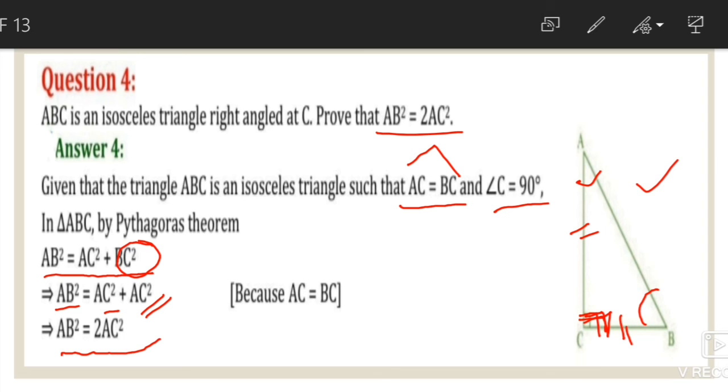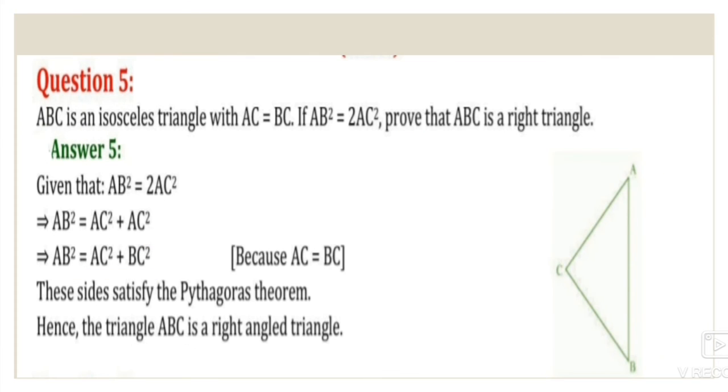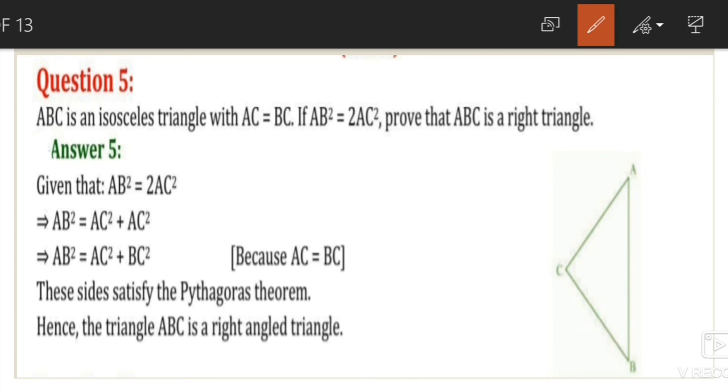Now question number 5. Question number 5 is the converse of the previous one. ABC is an isosceles triangle given, where AC is equal to BC. These two sides are equal. If AB square is equal to 2AC square, you have to prove that ABC is a right angle triangle. So I said that this one is the converse of the previous problem. Already given that AB square is equal to 2AC square. This 2AC square can be written as AC square plus AC square.